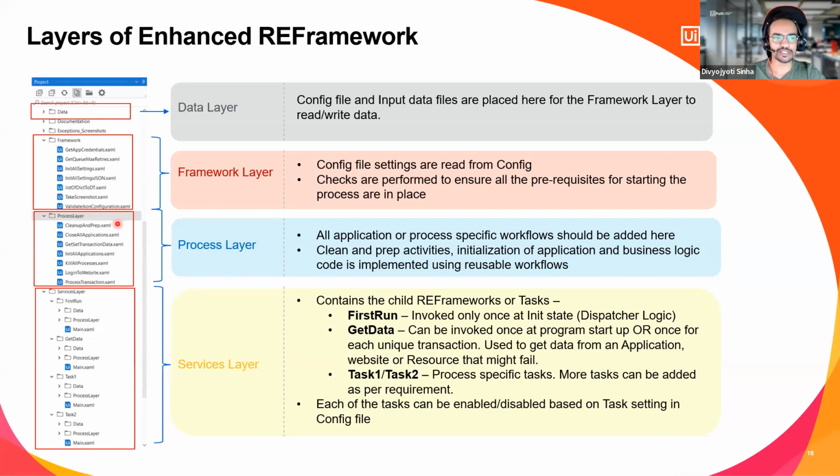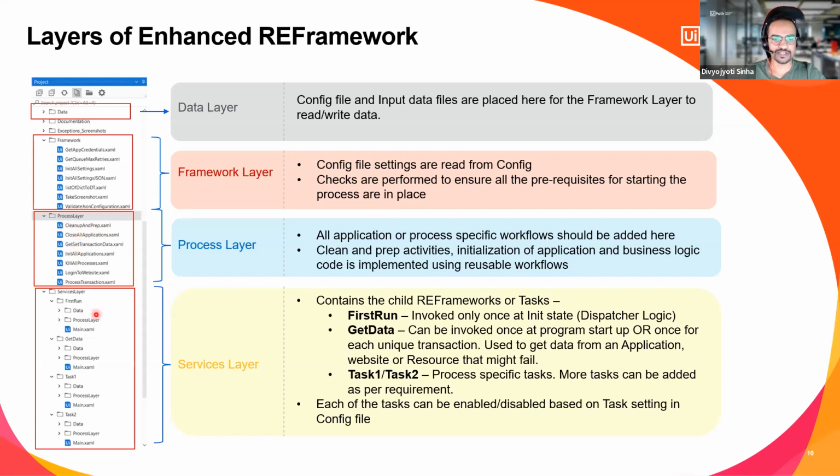In the process layer, basically, the cleanup and prep operations happen. You can see get set transaction data, init all applications, cleanup and prep, close all applications. So these are all application related XAML files or any kind of process that you are invoking, like for SAP or Oracle, right? You can create multiple subfolders inside this process layer and store the XAML files over there, like log into SAP, doing some data entry into SAP. You can store each of those XAML files in this process layer.